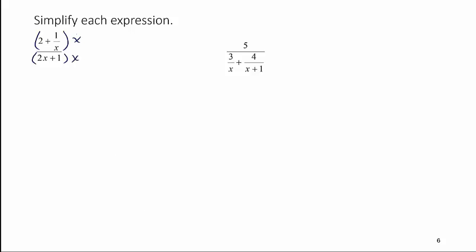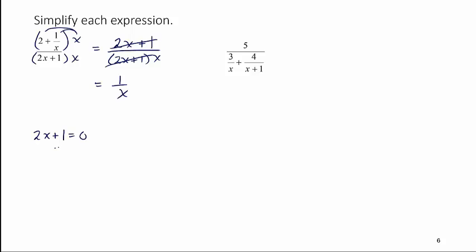Okay, so now I've got to distribute that x through to both of those terms in the numerator. So I'm going to have 2x, and then 1 over x times x is just 1. And then down below, I could distribute the x through, but I think I'm going to leave it alone. And why is that? Well, we have a factor that cancels here. So we're left with 1 over x, and we canceled the 2x plus 1, which was in the denominator.